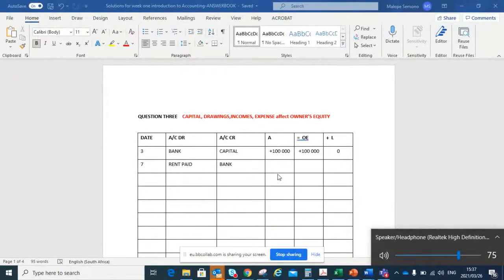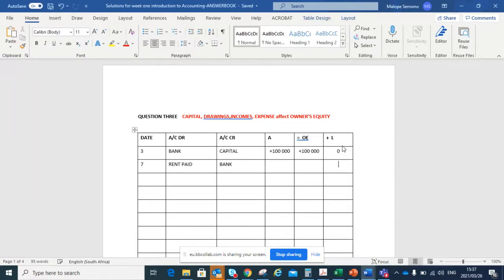Now, who can tell me, you said I'm going to affect assets and owner's equity, meaning I'm going to put 0 under what? Liability, so that I cannot make a mistake. So how will I affect assets? Will I minus? How will I affect owner's equity? Please help me.